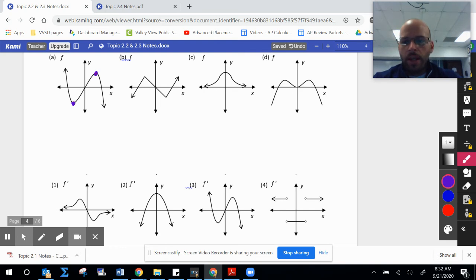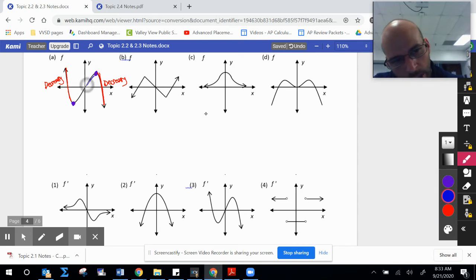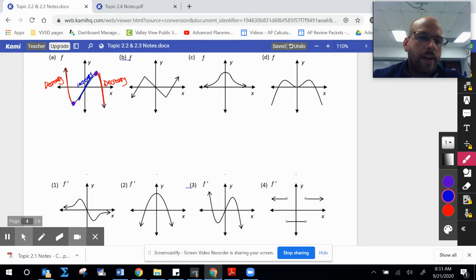0 slopes. And this is decreasing. And this is decreasing. All right. And since those are decreasing, I know they need to be negative on my graph. And then I have a section that is increasing, all right, which would then have to be a positive.